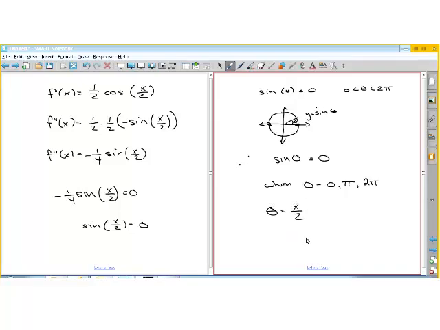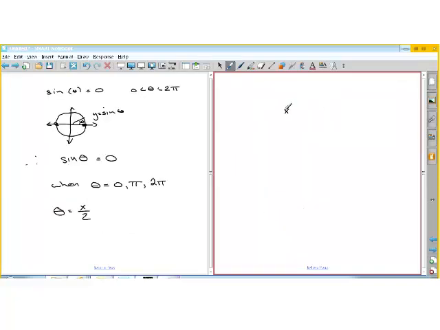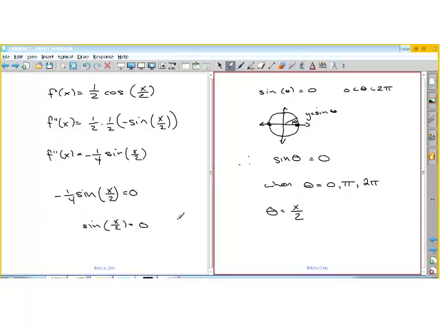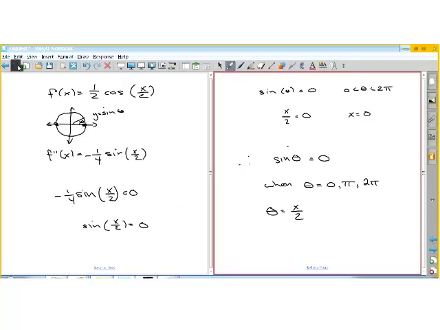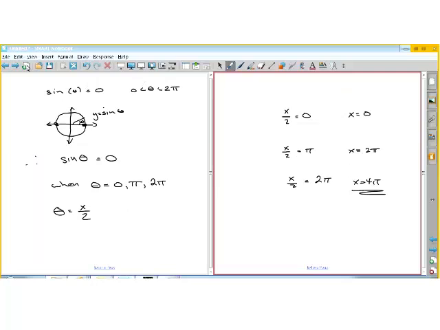But in our case, theta is equal to x over 2. So this is going to be true when theta is equal to these three values. We're going to say x over 2 equals 0, when x over 2 is equal to pi, and when x over 2 is equal to 2 pi. All we have to do is multiply by 2, and you'll get x equals 0, x equals 2 pi, and x equals 4 pi. Those are the values of x in the original equation, which had x over 2, where the second derivative is 0: 0, 2 pi, and 4 pi.